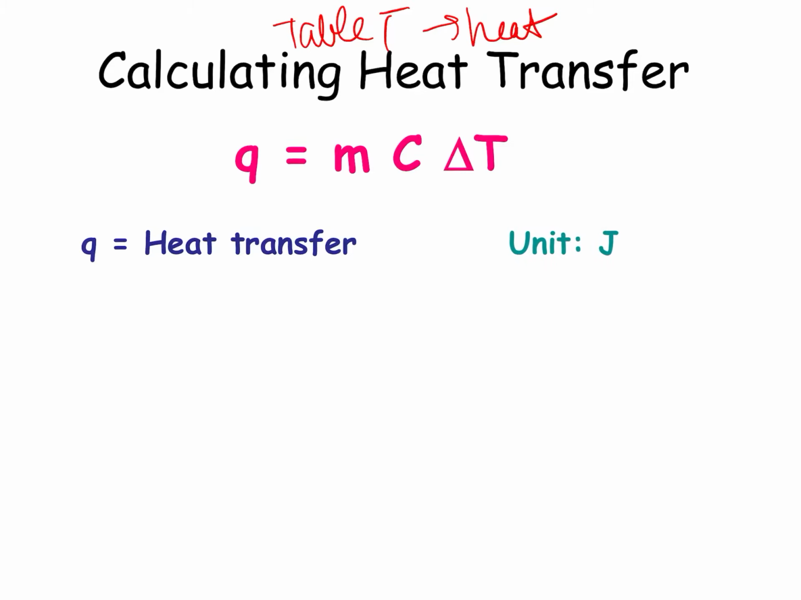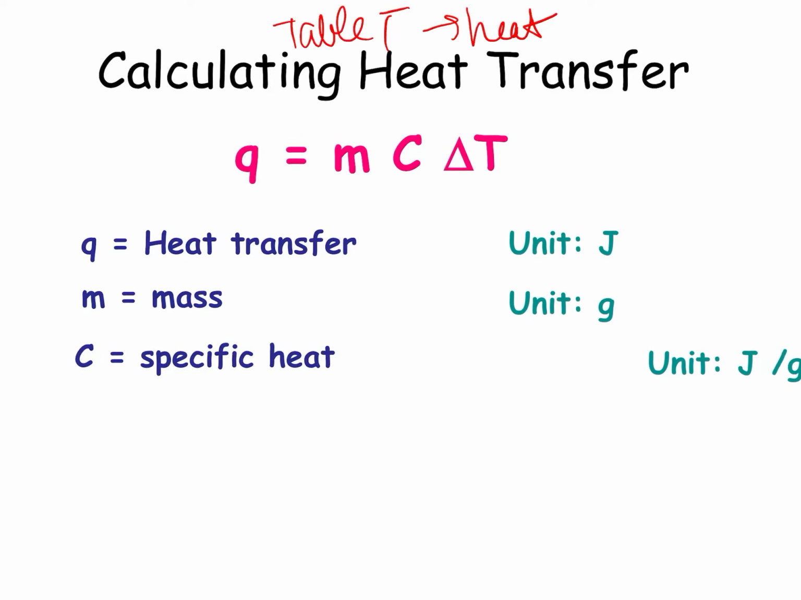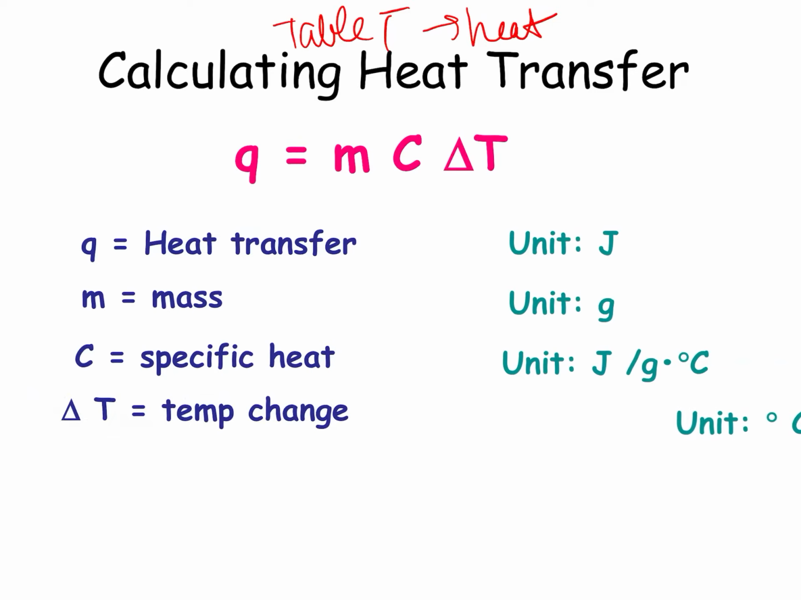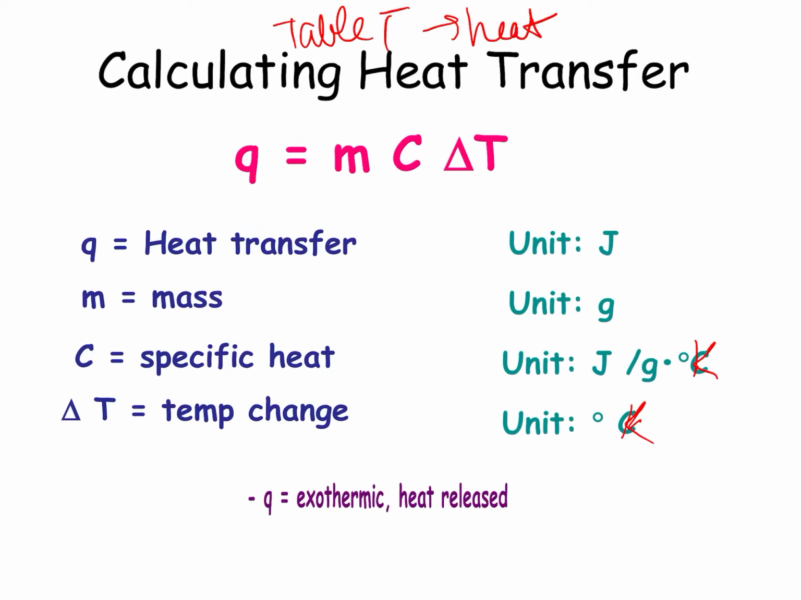Q is a heat transfer, usually in joules. M is a mass, usually in grams. Our C is specific heat, usually in joules per grams degrees Celsius. And our temperature change in this case would be degrees Celsius. So let's say, for example, if our specific heat was in Kelvin, then this would also have to be in Kelvin. You just need those consistent units.